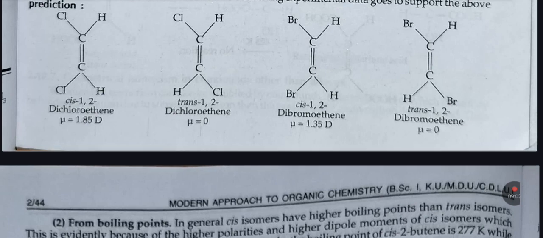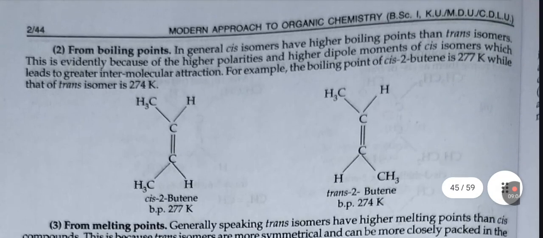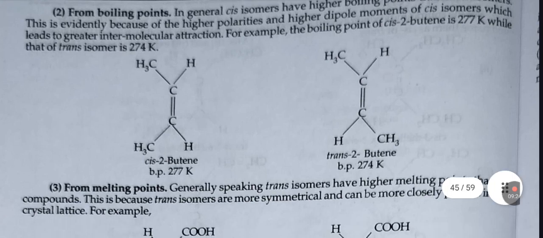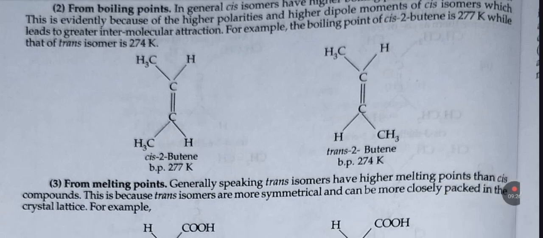Second, from boiling points. In general, cis isomers have higher boiling points than trans isomers. This is evidently because of the higher polarity and higher dipole moment of cis isomers, which lead to greater intermolecular attraction. For example, the boiling point of cis-2-butene is 277 Kelvin, while that of the trans isomer is 274 Kelvin.